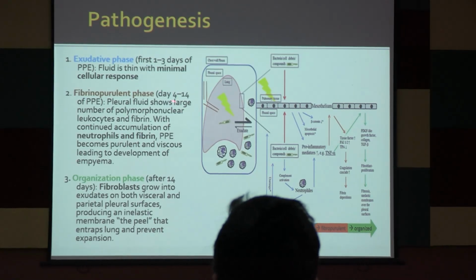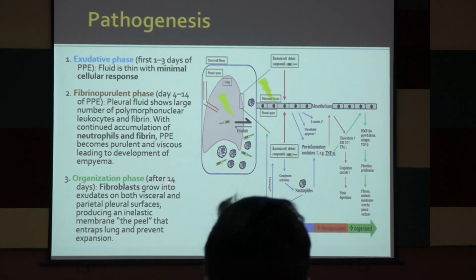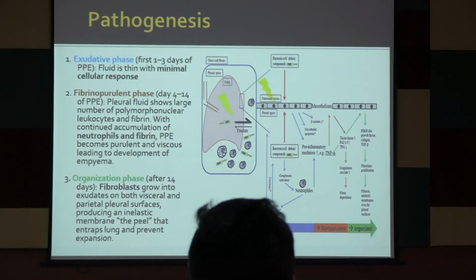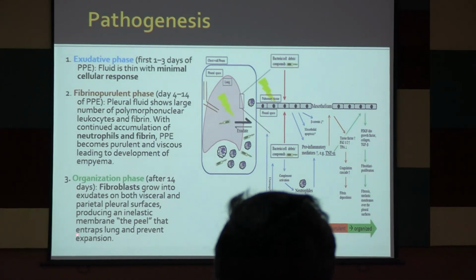After 3 days, that is between 4 to 14 days, the pleural fluid shows a large number of polymorphonuclear neutrophils and fibrin deposition. So in this stage, the pus is getting formed. In the last phase, after 14 days, fibroblasts grow into the exudates on both visceral and parietal pleural surfaces, producing an inelastic membrane that entraps the lung and prevents expansion.